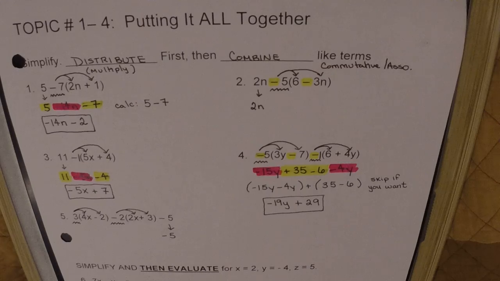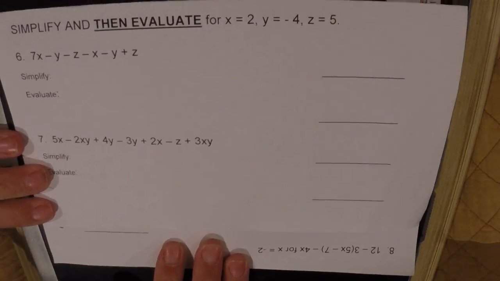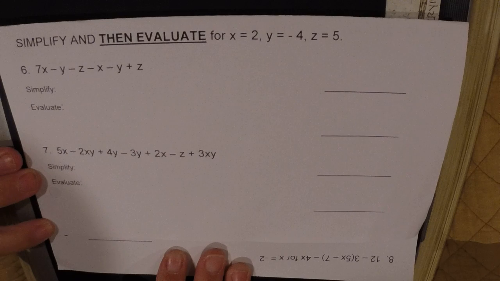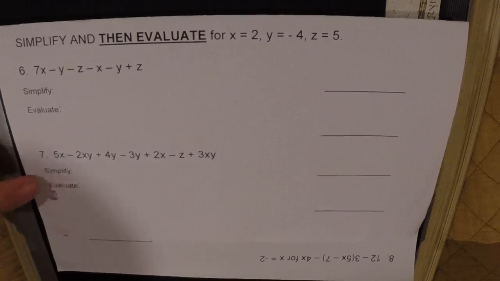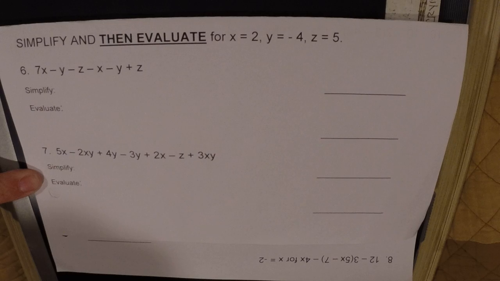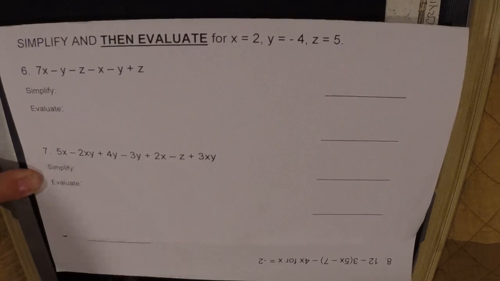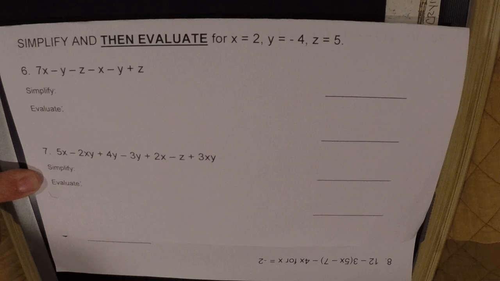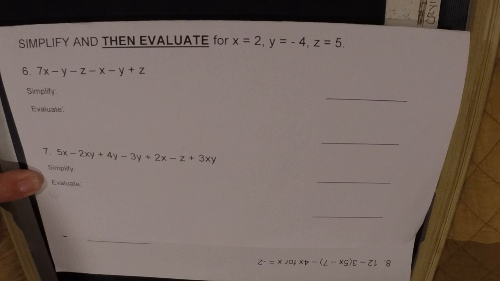All right, so now let's go down to the bottom where it says simplify and then evaluate. We're still going to do exactly what we were doing before. We're going to combine our like terms first, and then after we've combined our like terms, we're going to plug in. This is exactly like what we were doing on the back side of your 1-3 notes, where we simplified first and then evaluated. If you notice on these problems, there's not any parentheses, so we don't have to distribute or do any of that. We're just going to combine like terms.